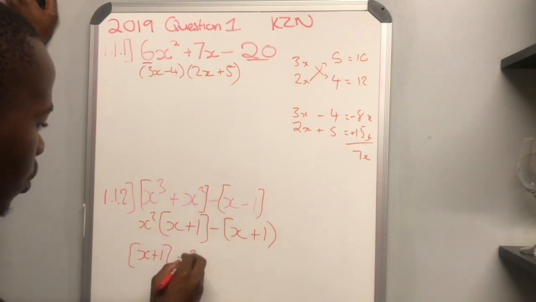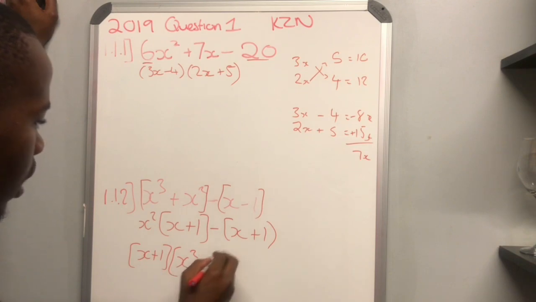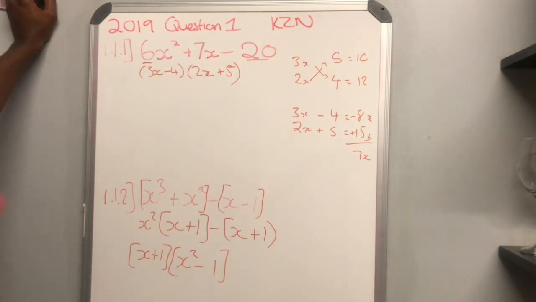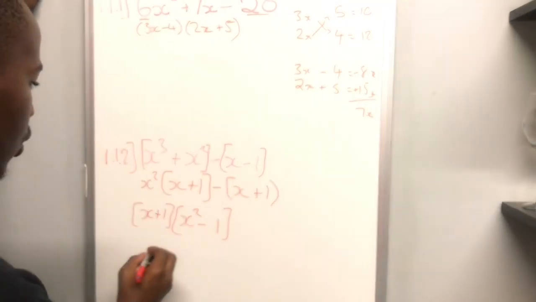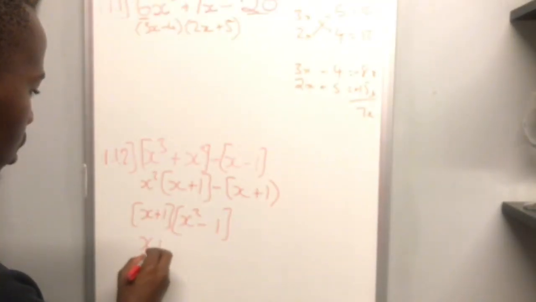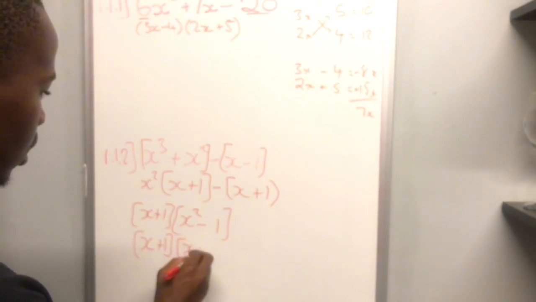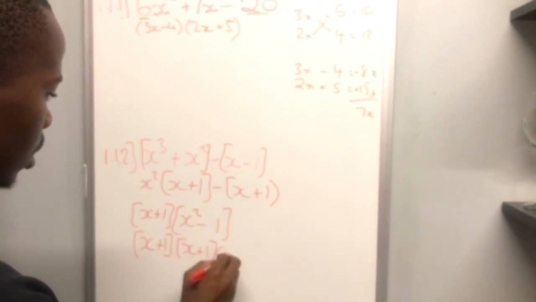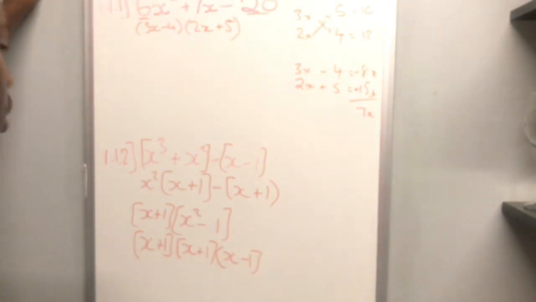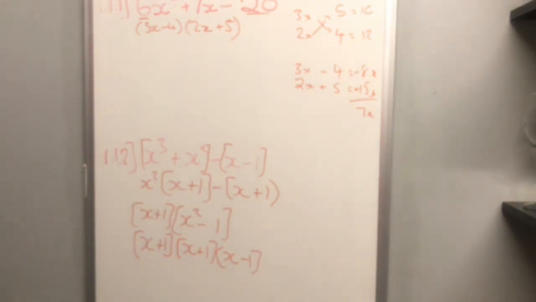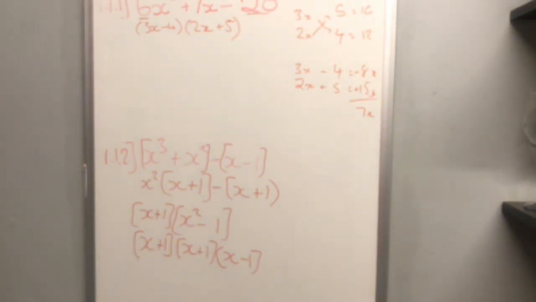You have this x squared minus 1. X squared minus 1 is actually a difference of two squares. It's going to become like this. Then you're done for question 1 for 2019. You have gotten your first full marks. Then we move on to the next.